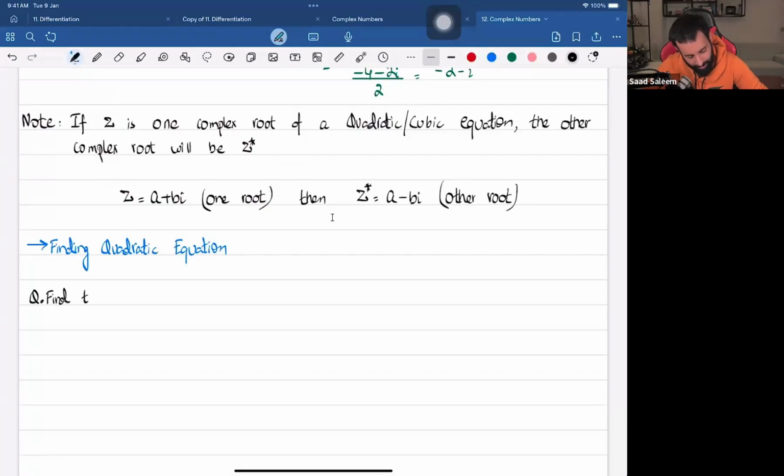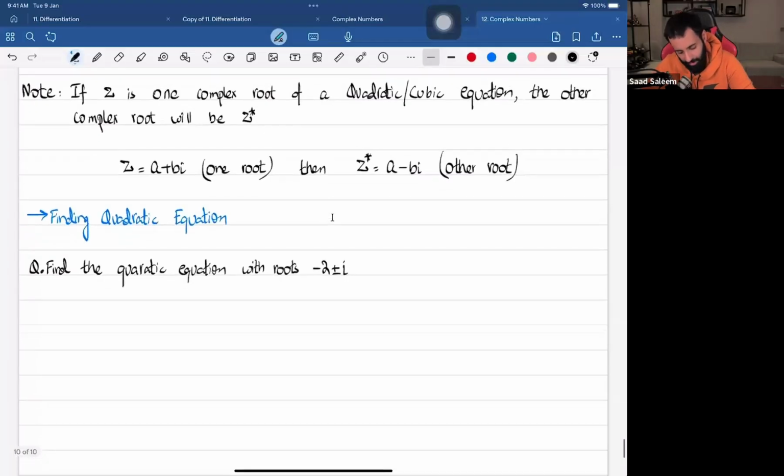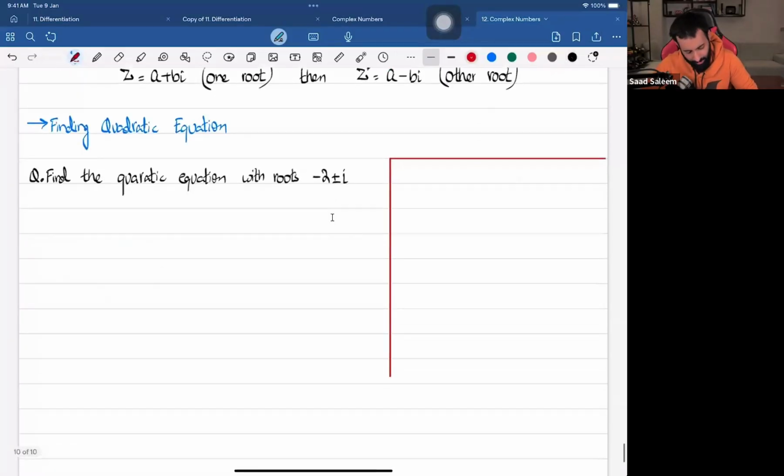Okay, so let's say the question is: find the quadratic equation with roots -2 plus and minus iota. Now, before I do this, let's take a step back. Let's go back to O levels or maybe AS.